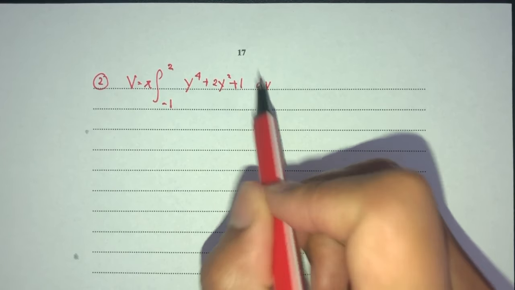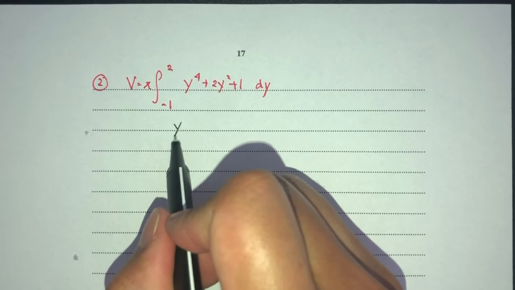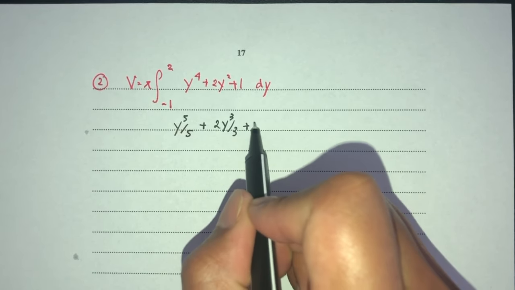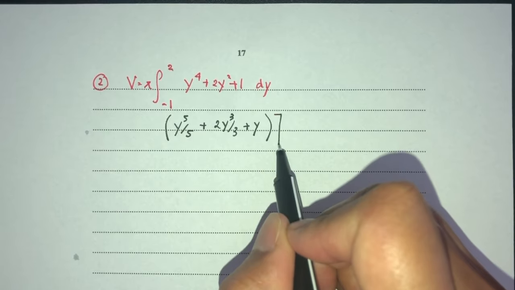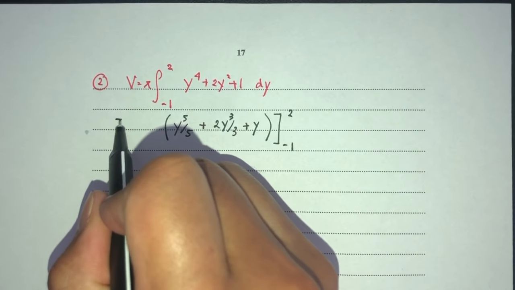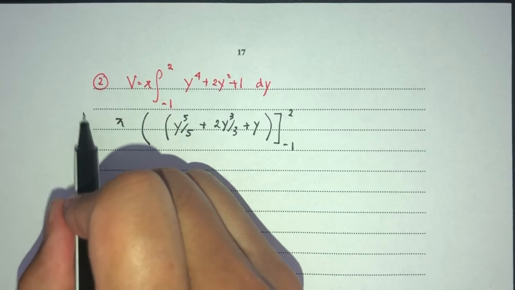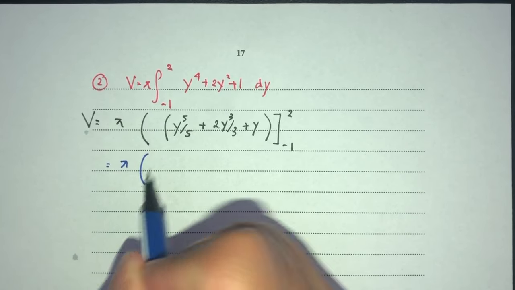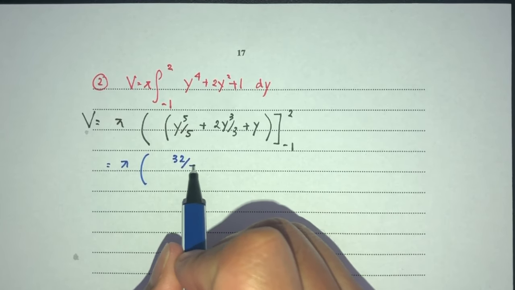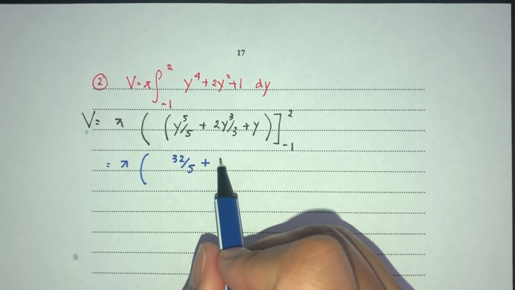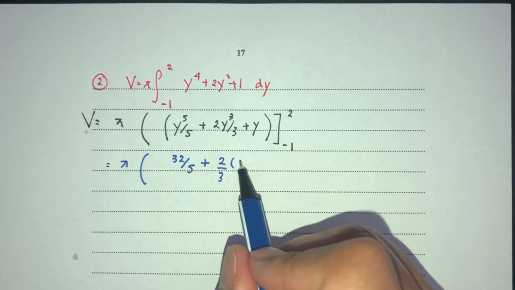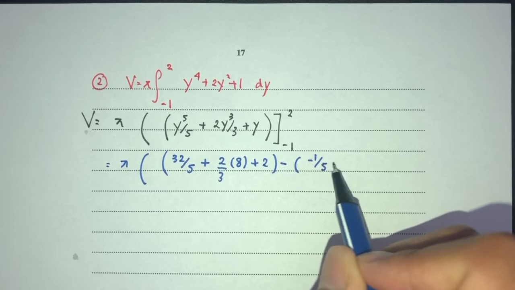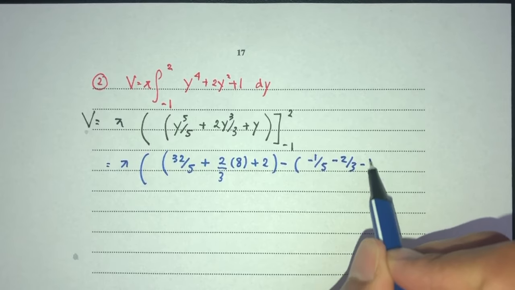With respect to dy obviously. Simplify, that will become y power 5 over 5 plus 2 y power 3 over 3 plus y. That should be limits of 2 and minus 1, and pi is just pi outside. This is the volume right here. Now simplify, this is pi, and the rest should be 32 over 5, plus 2 over 3 times 8, plus 2. Then everything minus, that should become minus 1 over 5, minus 2 over 3, and minus 1.